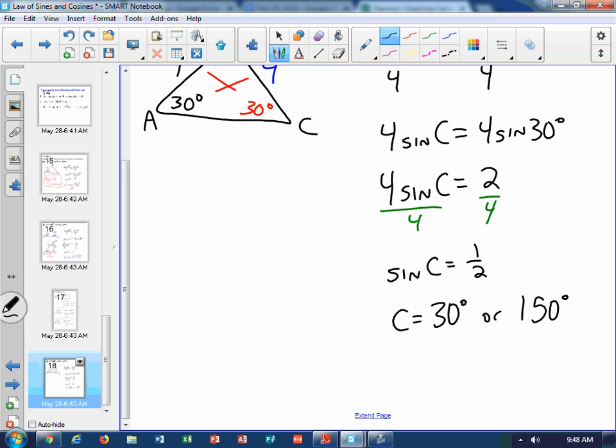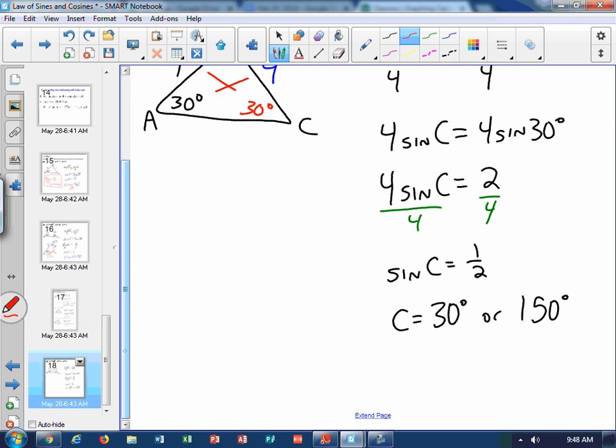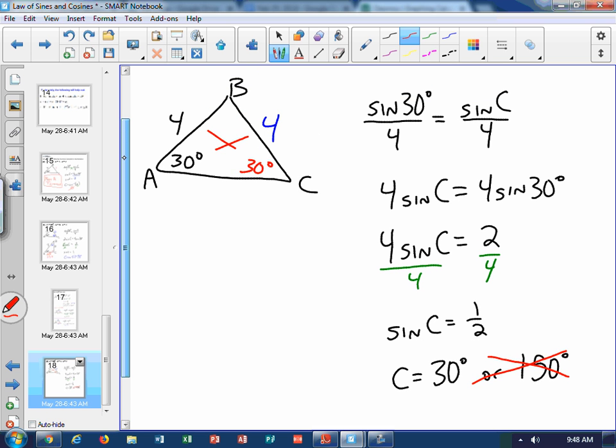But if we plug in 150 degrees for angle C plus angle A is 180 degrees. That's not going to leave anything for angle B, so we can't possibly have two triangles in this case. We only have the one. So A is 30, C is 30, using the fact triangles add up to 180 degrees. Angle B would have to be 120.